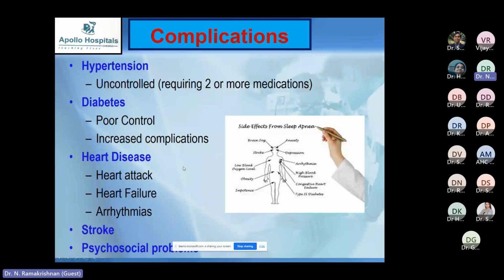The same holds good for diabetes, which can be poorly controlled if there is coexisting obstructive sleep apnea that's not treated. Also, patients with obstructive sleep apnea and diabetes are at increased risk of vascular complications. That includes diabetic retinopathy, diabetic kidney disease, and heart disease. Independently, obstructive sleep apnea is a known risk factor for coronary artery disease, heart failure, and arrhythmia. And I repeat, it's an independent risk factor. Even if you don't have hypertension, diabetes, or other risk factors for heart disease, if you have sleep apnea, you could develop any of these.